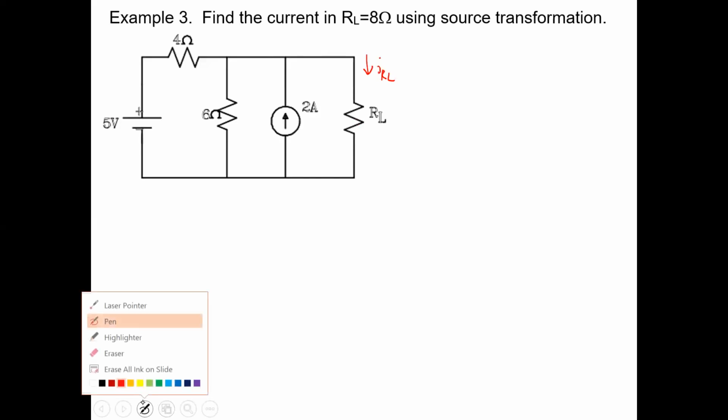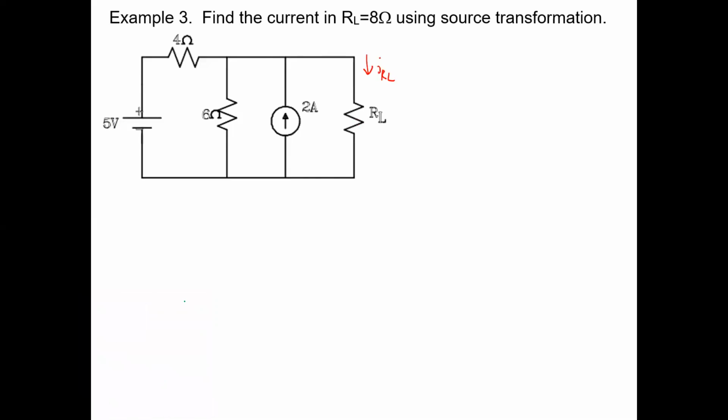The way you actually apply source transforms is you look at the circuit and you see where you have a voltage source in series with a resistor, or a current source in parallel with a resistor. Do you see those in that circuit? You can see the 5-volt source is in series with a 4-ohm resistor. So you could circle this thing and you could transform it. You also can see you have a 2-amp source in parallel with a 6-ohm resistor.